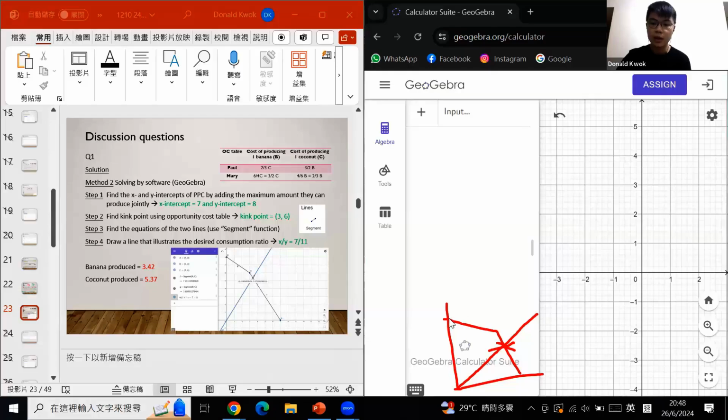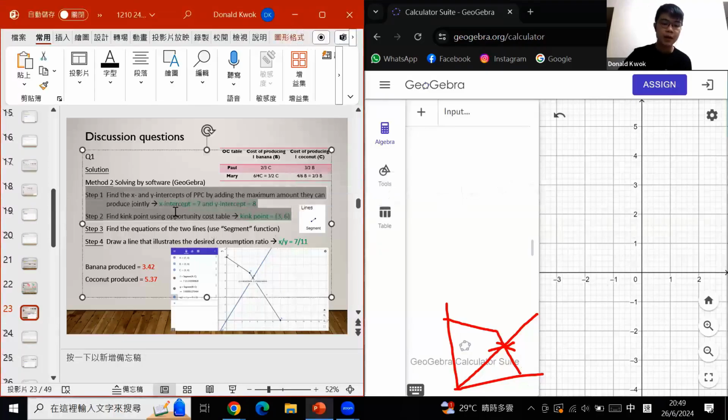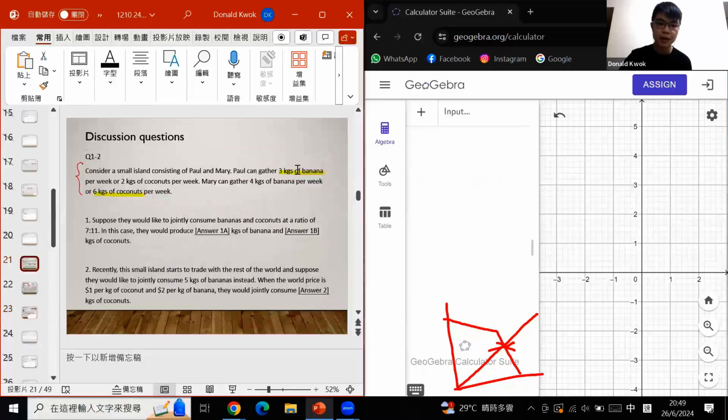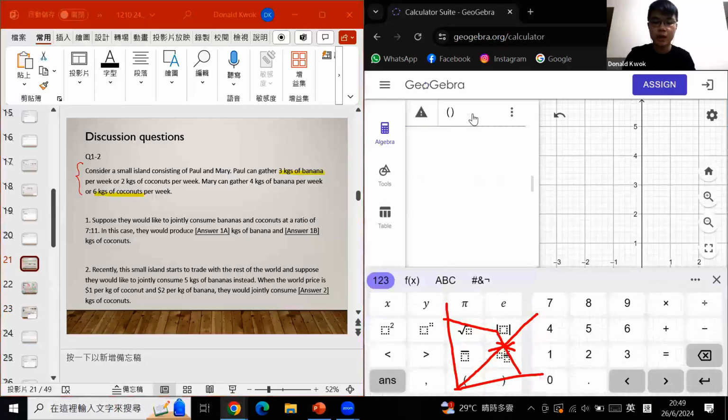Okay, so to construct a production possibilities curve, we actually need the x-intercept, y-intercept, and also the kink point. So this is what we will do in the first 2 steps here. Okay, so if I'm plotting banana on the x-axis while coconut on the y-axis, the x-intercept simply means: what is their banana production if both of them only produce banana? Okay, if both of them only produce banana, they will have 3 plus 4 kgs of banana. Okay, so the x-intercept is 7.